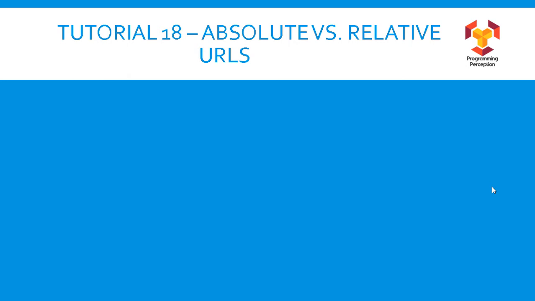So friends, in our previous tutorial, we discussed URLs and paths, and in this tutorial, we are going to discuss two types of URLs that we are going to deal with in our HTML. These are absolute and relative URLs. So let's see what they are.